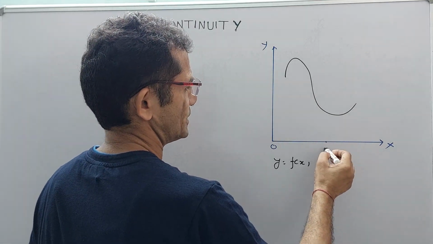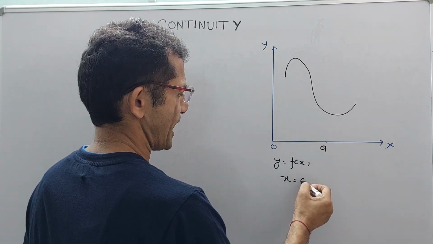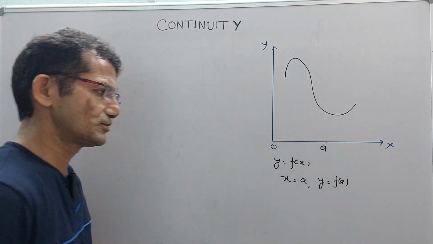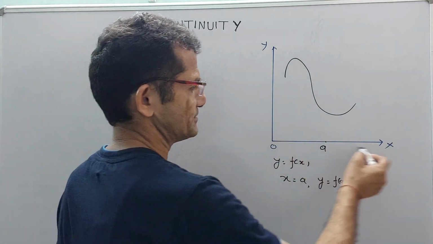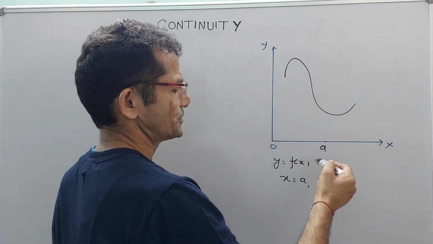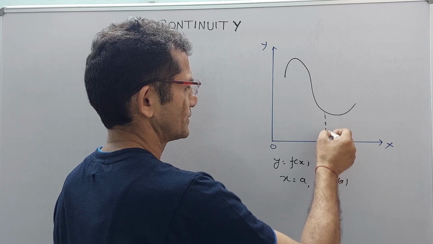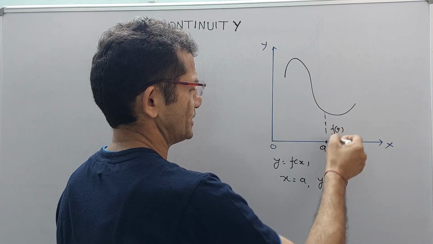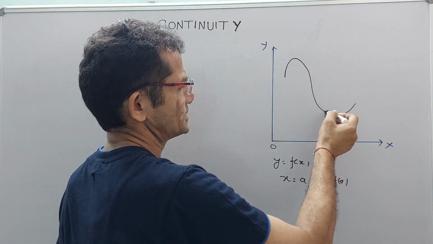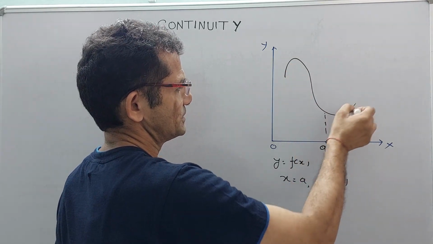Suppose this is a. At the point a, when x is equal to a, the value of y is equal to f(a). Here x is the variable along the x-axis, and y or f(x) is along the y-axis. Corresponding to a we have the value f(a). At the point a, if I check whether the curve is breaking or not, it is continuous. It is not breaking at this point. It is smooth.